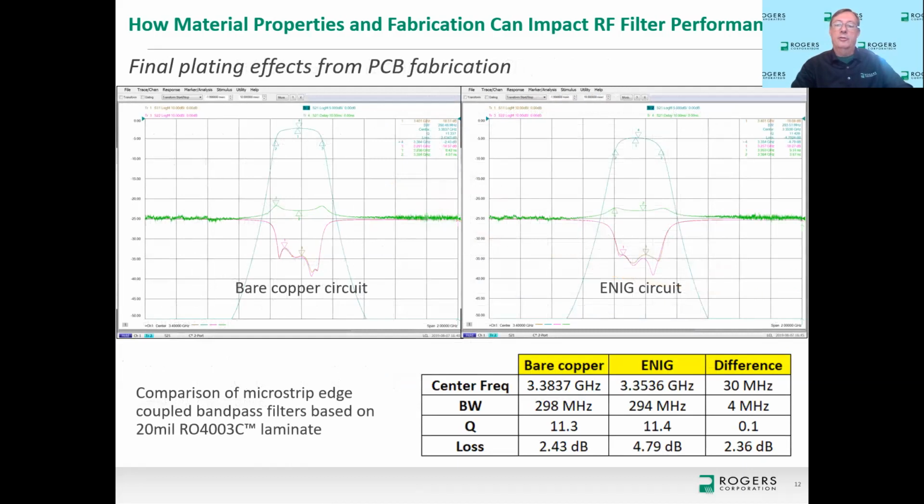And then this is just a screenshot of these filters being tested on my PNA. Left picture is the filter and its performance for the bare copper circuit. Filter on the right is the exact same material, same design, same everything except with ENIG. And then a table of information below shows that we do see a little difference in center frequency, bandwidth, and Q, but you see a remarkable difference in loss, where the ENIG circuit is going to have much more loss than the bare copper circuit.